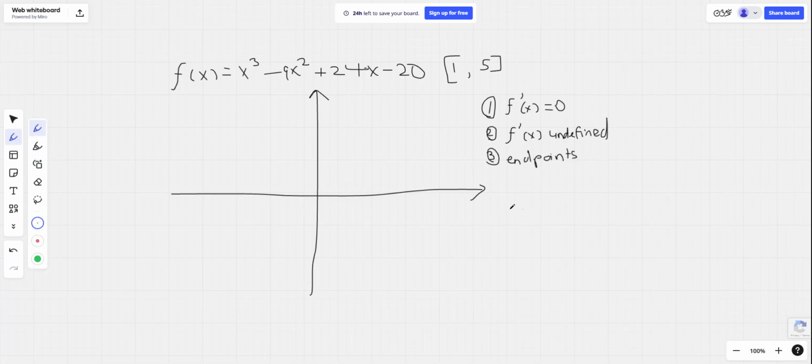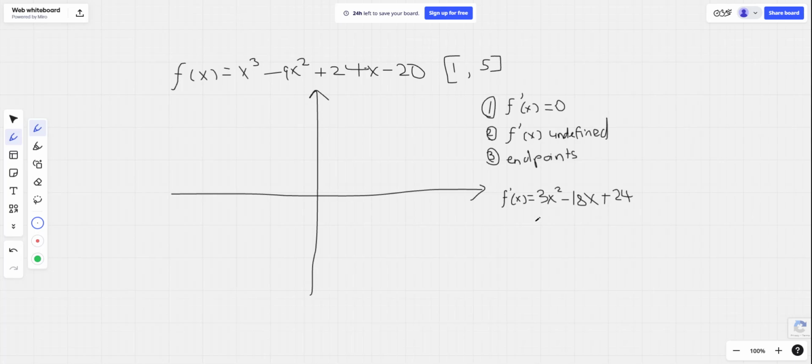So let's actually find the derivative here. F prime of x equals, come on, this is power rule, practice with me: 3x squared minus 18x plus 24. And of course the derivative of a constant doesn't matter.